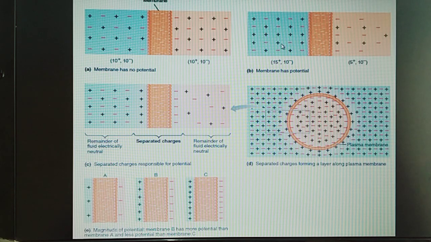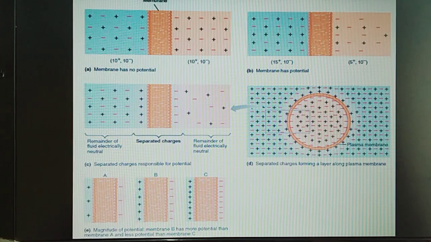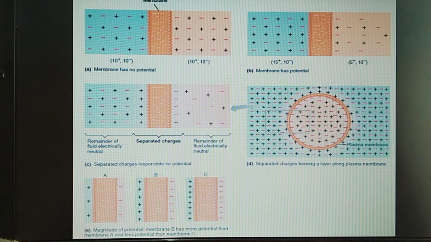But when you see diagram B, it shows that there are 15 positive charges in the extracellular fluid and 10 negative charges. So those 10 positive charges will neutralize the 10 negative charges. However, here in the intracellular fluid, there are fewer positive charges than negative charges. So these 10 negative charges would not be able to find an equal amount of positive charges, and hence they would tend to get attracted to wherever there are counter charges, that is, positive charges.